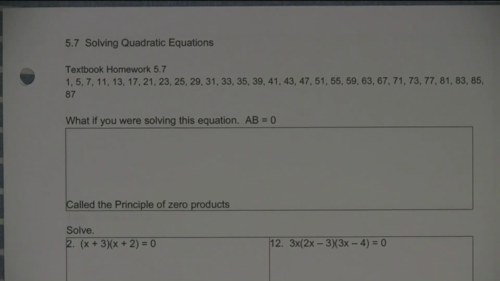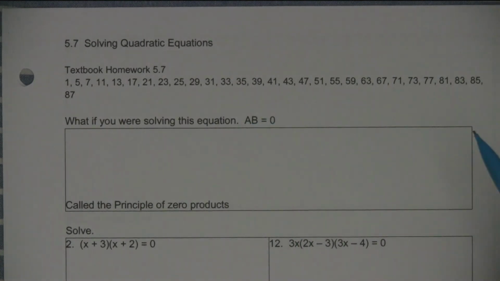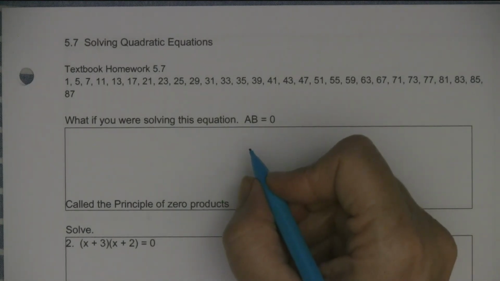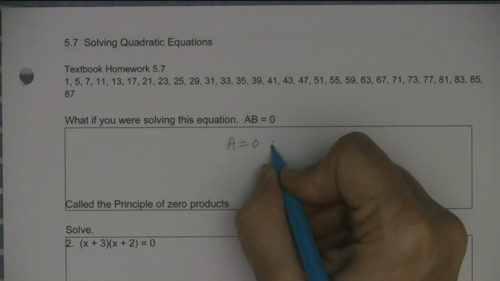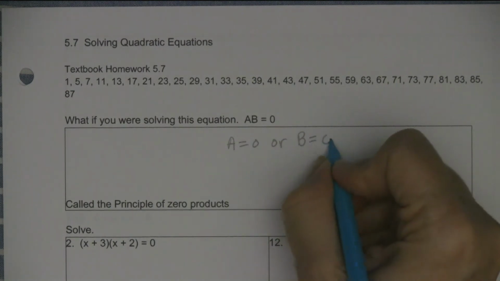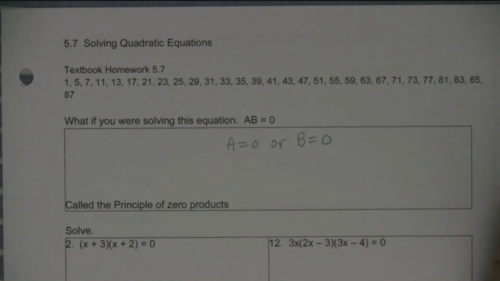And that idea is called the principle of zero products. Some people call it the zero products principle. Some people call it the zero products property. Whatever, it doesn't matter. But the idea is really simple. If I tell you I have two numbers and I multiply them together and the result is 0, then you know something, right? What do you know? Think about it. Yeah, you know that one of them has to be 0. So that you know that A equals 0 or B equals 0. And that's the zero products, right? And so that's the story on that.